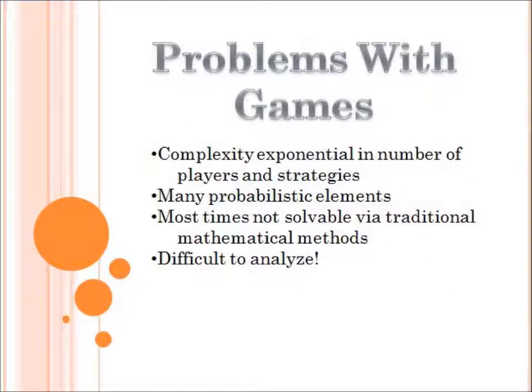But despite their seeming simplicity, there are some problems with games that make them a difficult tool for researchers to use. First of all, the complexity of games is exponential in the number of players and strategies. In the previous example of rock, paper, scissors, if there were 3 players instead of 2, you would have 3 cubed, which is 27 entries in your payoff matrix instead of 9. So as you can see, the complexity increases very quickly. Second of all, there are many probabilistic elements that make the game difficult to analyze using traditional mathematical methods.